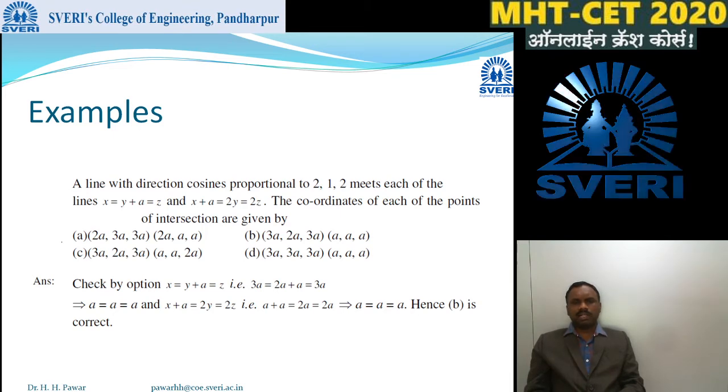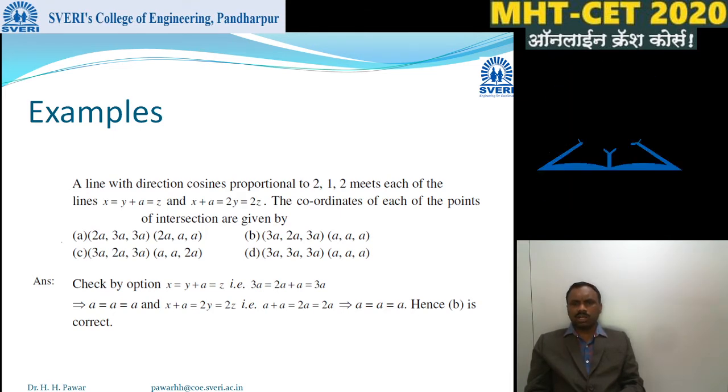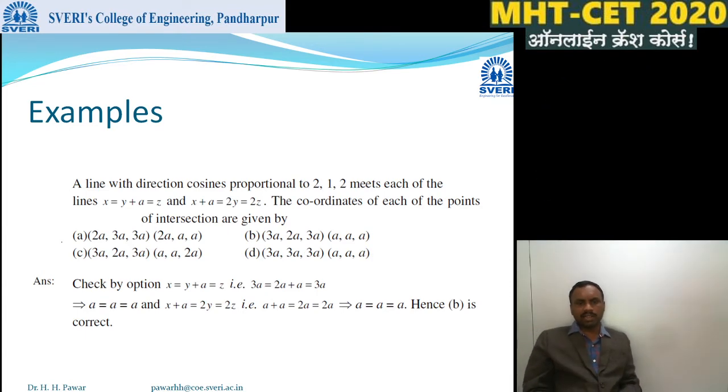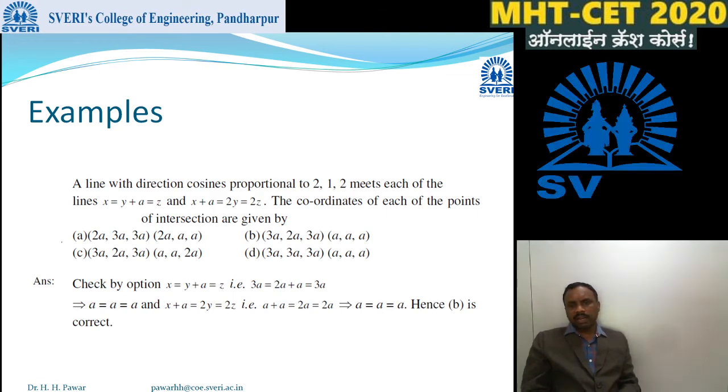Next, a line with direction cosines proportional to 2, 1, 2 meets each of the lines x equal to y plus a equal to z and x plus a equal to 2y equal to 2z. The coordinates of each of the points of intersection are given by: option A, 2a, 3a, 3a; B, 2a, a, 3a; then C option is 3a, 2a, 3a; and the last one is 3a, 3a, a.